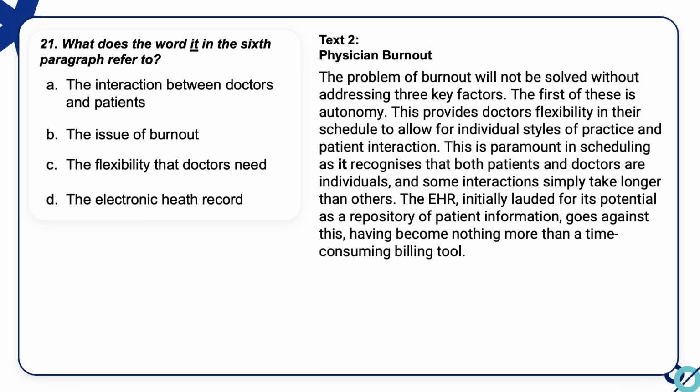Now let's look at question 21. What does the word it refer to? The text says, this is paramount in scheduling as it recognizes that both patients and doctors are individuals. The correct answer is C, the flexibility that doctors need. This is a really tricky chain. It refers to the subject of the sentence, which is this. So what is this? You have to look at the previous sentence. This provides doctors flexibility in their schedule. For this one, you have to chain the logic back 2 sentences.